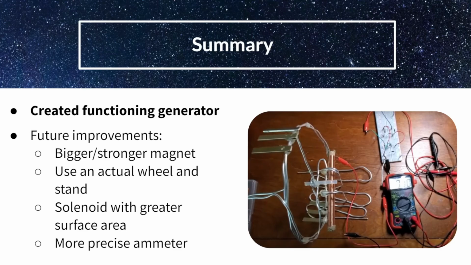Some of the future improvements that can be made to the generator in order to have it generate more current would be to use bigger and stronger magnets in order to create a stronger magnetic field, to use an actual wheel and stand to provide some additional stability to the device so that it could support a larger solenoid, to use a solenoid with greater surface area or more loops to increase the EMF induced, and to use a more precise ammeter. That way we can measure what current is actually being generated below the milliamps level of precision.